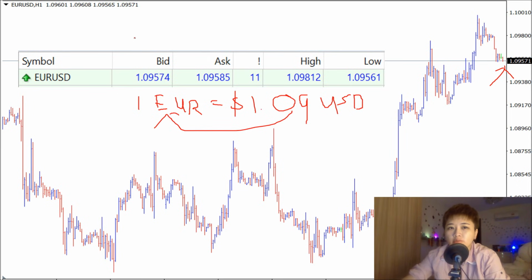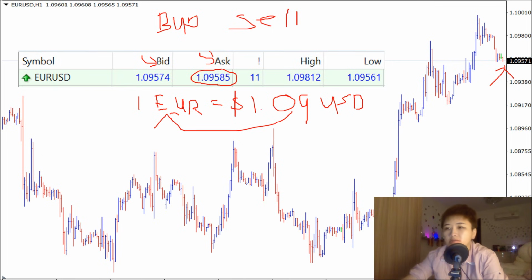Understand what I'm saying? When you go to your terminal, you're going to see this thing called bid and ask. Just now I taught you what it means. So when you decide to buy euro dollar today, you would be buying at 1.09585. If you decide to make a sell trade on euro dollar today because you feel that it's going to go down, you will be selling at this price, 1.09574. So you are buying at a high price and then selling at a low price. Doesn't make sense, right? Because this is how your broker earns their money from you.